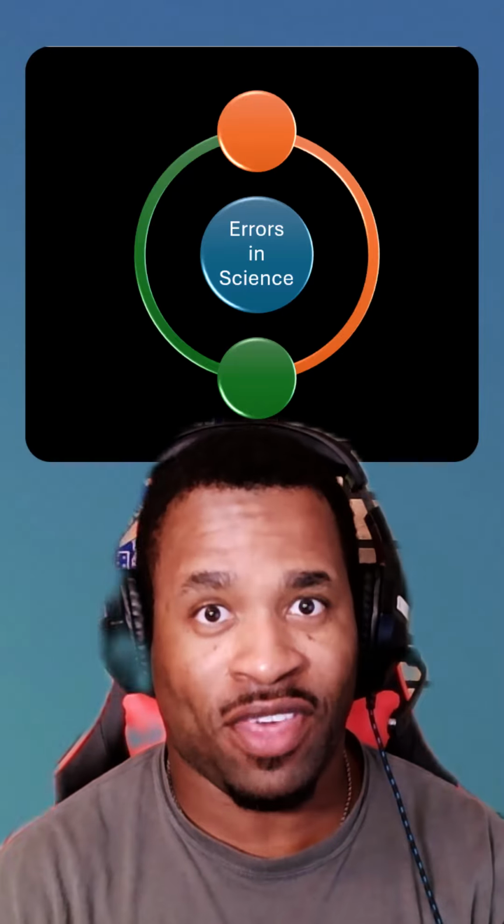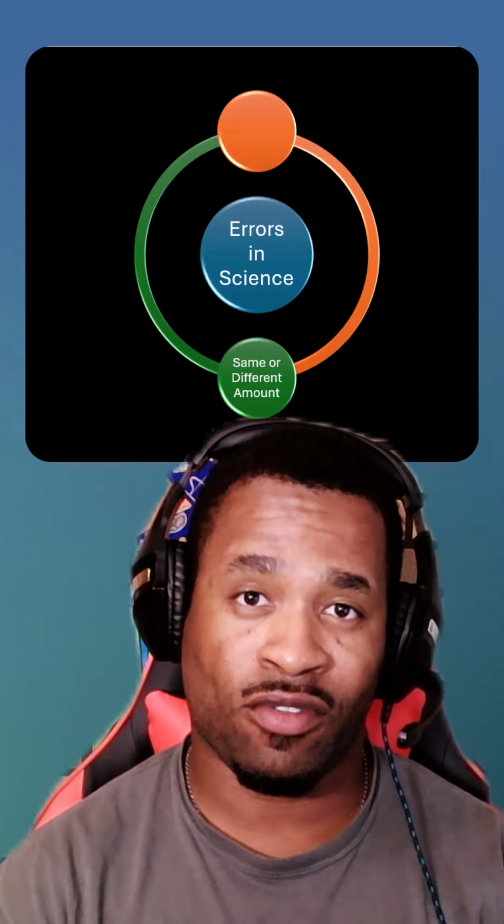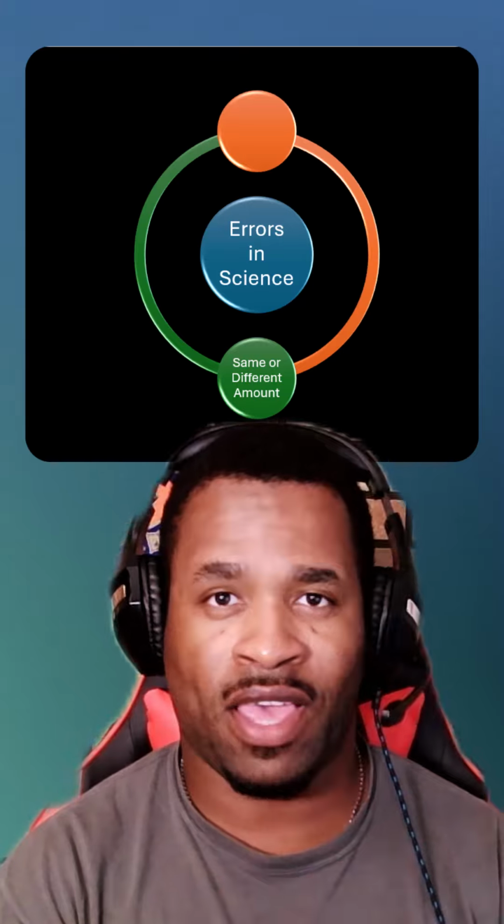The biggest fear in science is when you're faced with errors when doing experiments, and you can detect these by looking at your data. Here are a couple of things to be aware of when it comes to errors in science. The first type of error is where you have incorrect values, whether they are the same values or different values. When the values are the same, this is known as systematic error.